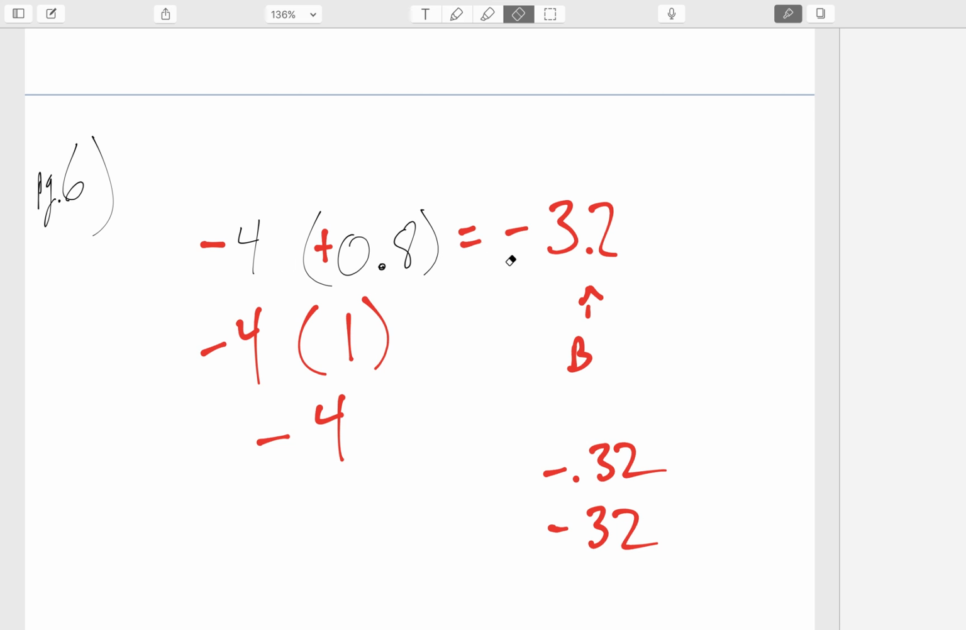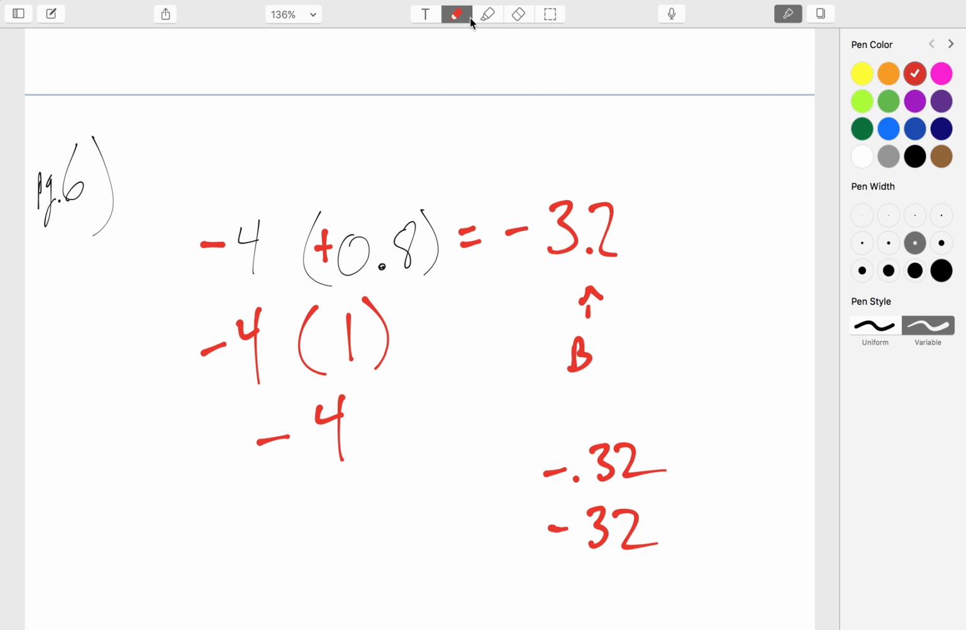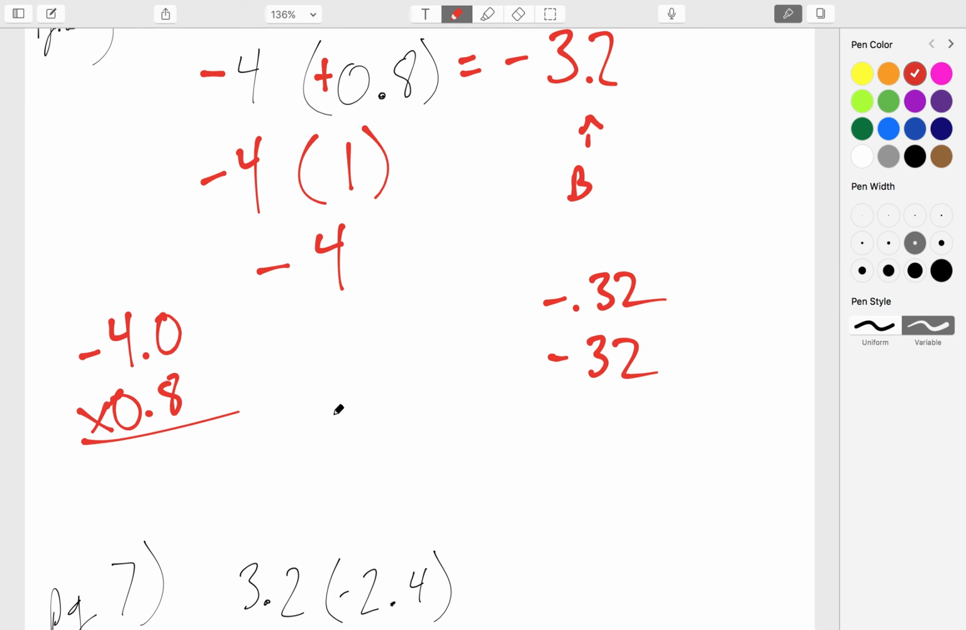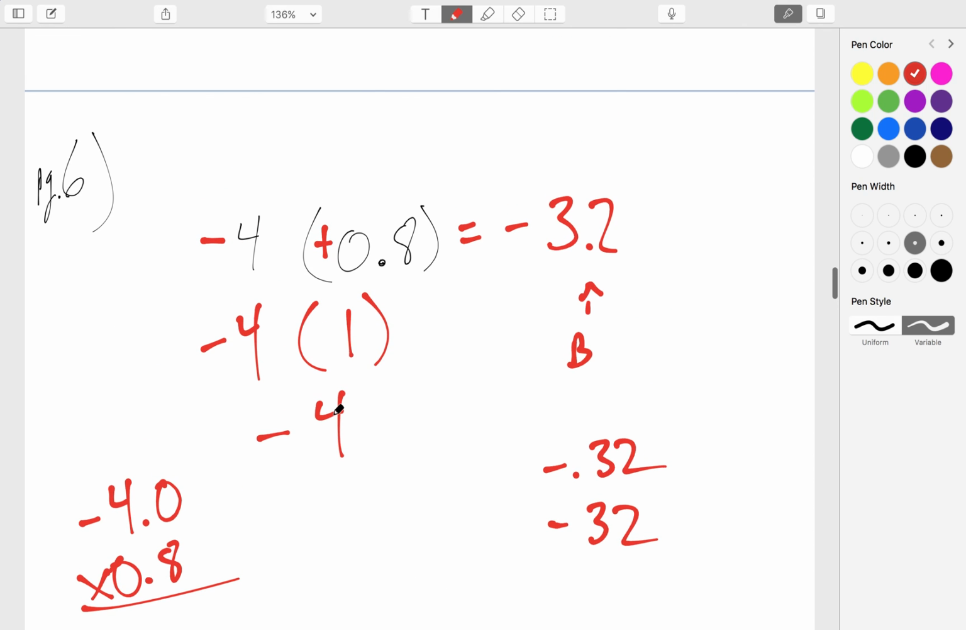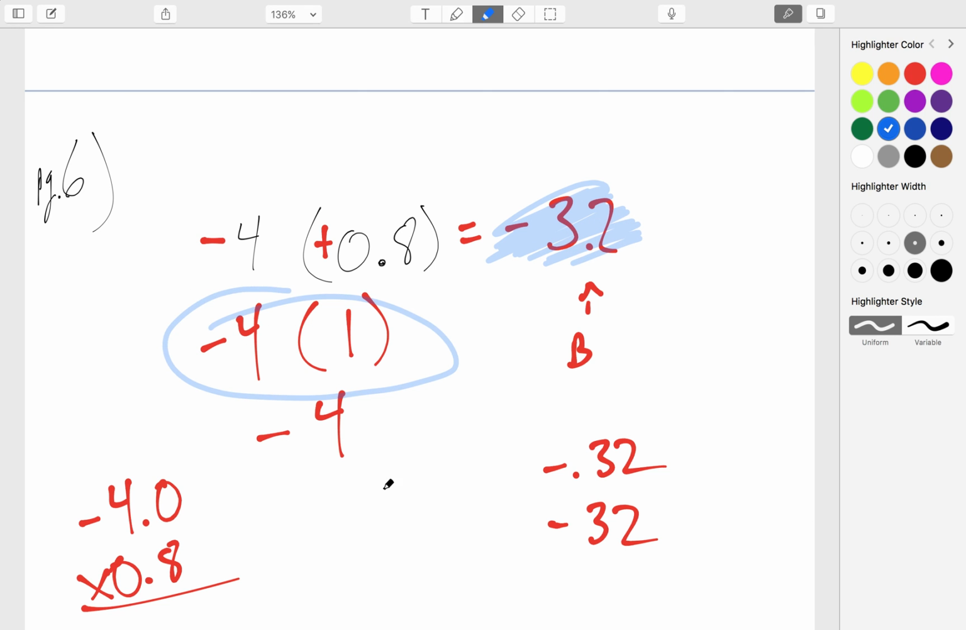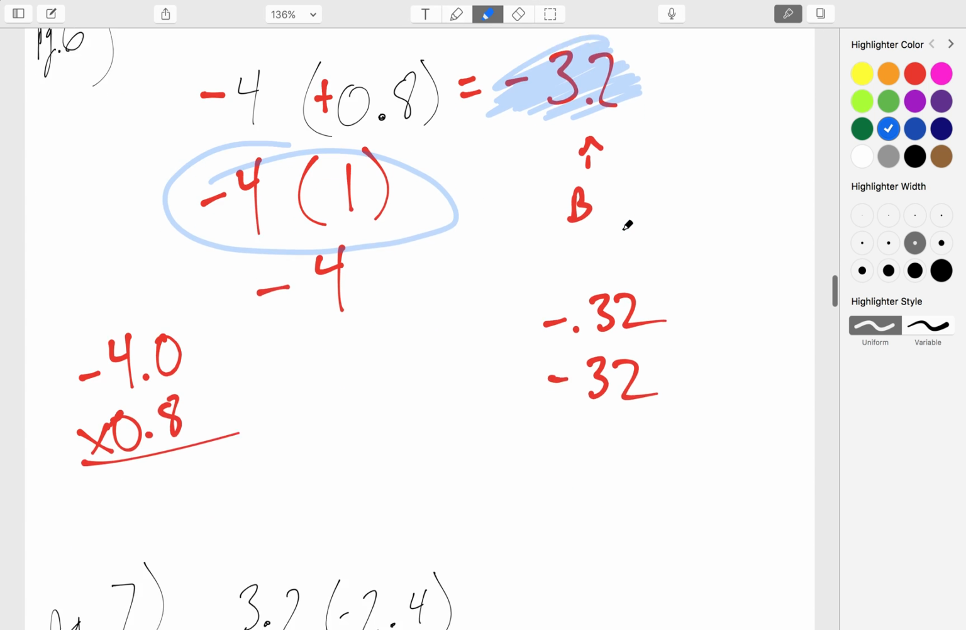So this is how estimation helps you, rather than always having to do the long way for things that should be easier. So if you multiply this, right, we could put the 0.0 if you want the placeholder. You don't have to do it the long way. Okay, so let's highlight your final answer. Please copy down your estimate. Okay, don't let the whole page just be -3.2. You need something to study from.